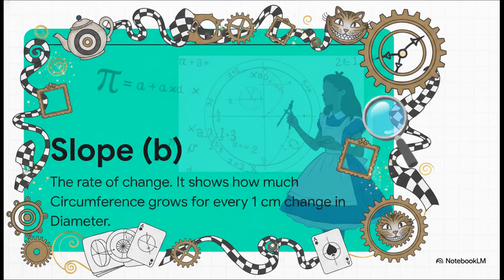But the really crucial number here is the other one, the slope. That 3.147, that's the rate of change. It's telling us that for every single centimeter we add to a circle's diameter, our model predicts that the circumference is going to grow by about 3.147 centimeters. This number right here is the very heart of the relationship between these two measurements.